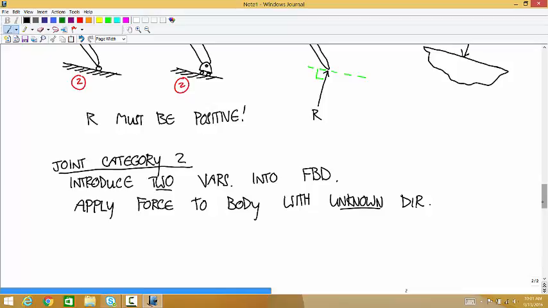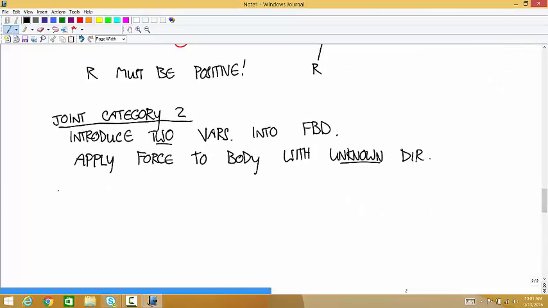Okay, so that first category was all, the forces were all known directions. This time they're all unknown directions, so you have an x and a y component. The first one is a pin joint.